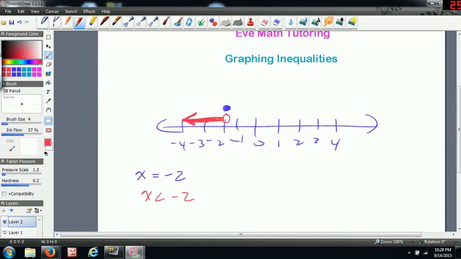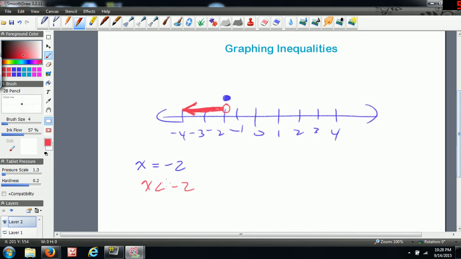Okay, and then if we're asked, say, x is greater than -2, again, -2 is not included. However, we want everything that's greater than -2. So we shade everything to the right. Just an arrow would mean that it continues on in that direction. And that's how you would represent this inequality graphically. So it would be an open circle, not including the number -2, but everything greater than -2.